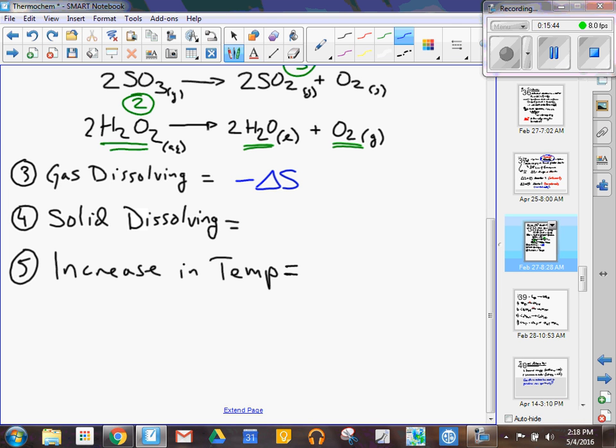What about a solid dissolving? Number 4 here. If you dissolve a solid, obviously you're going from a crystalline ordered arrangement to a highly disordered chaotic random arrangement.